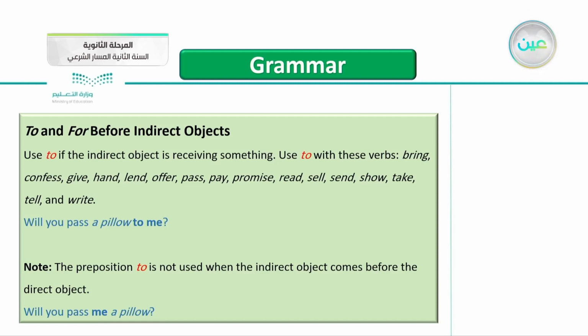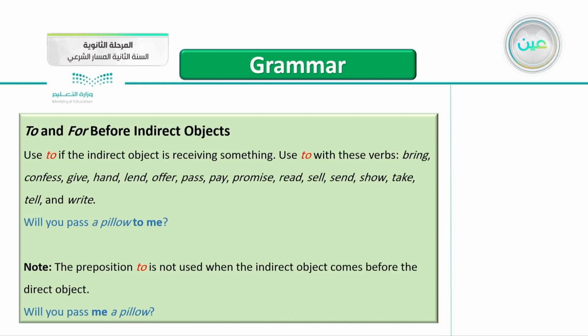For example here, will you pass a pillow to me? Will you pass? Pass is one of the verbs here. Will you pass a pillow to me? Not "for me", "to me". Note that the preposition "to" is not used when the indirect object comes before the direct object.